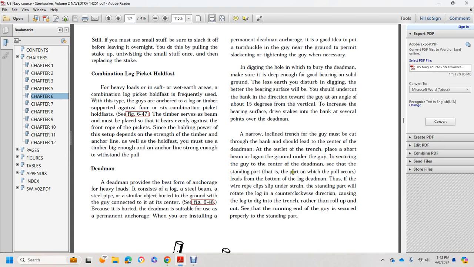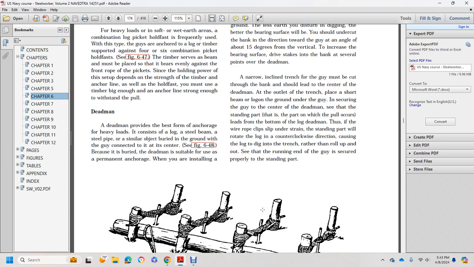See, with the standing part in the pull on the curve of the lead for the bottom of the log deadman. Thus, if the wire rope slips on a strand, the standing part will rotate the log in a counterclockwise direction, causing the log to dig into the trench rather than roll up and out. See that the running end of the guy is secured properly to the standing part.